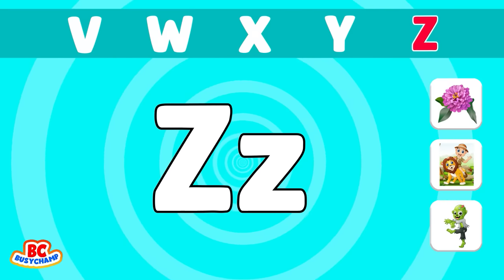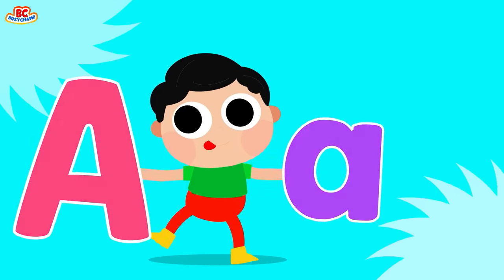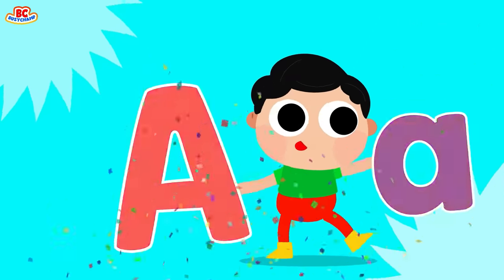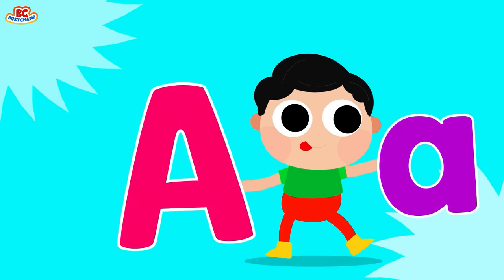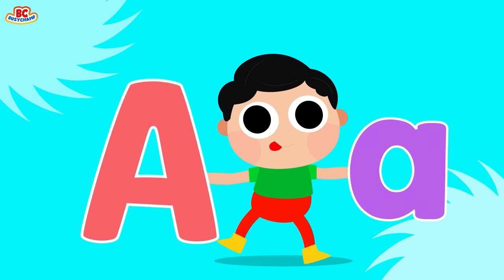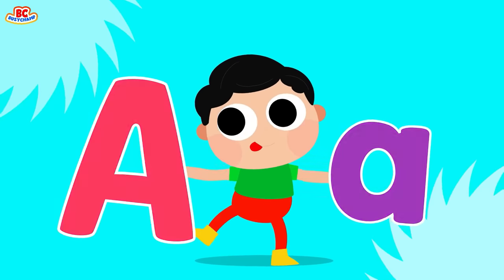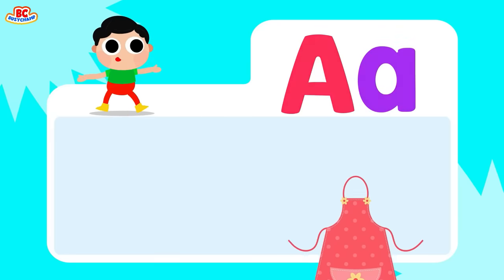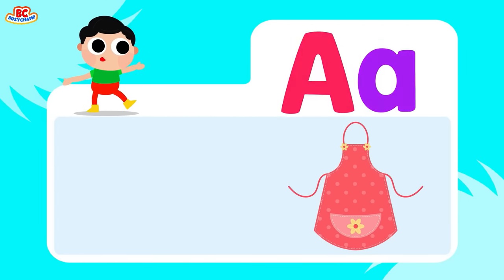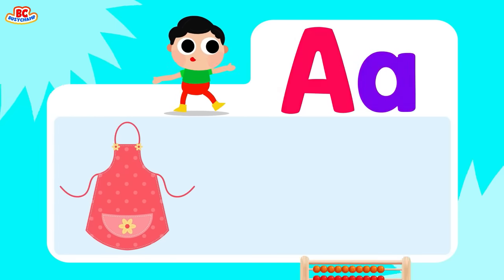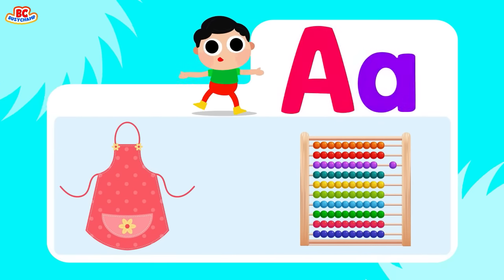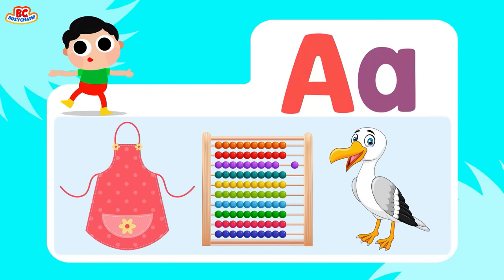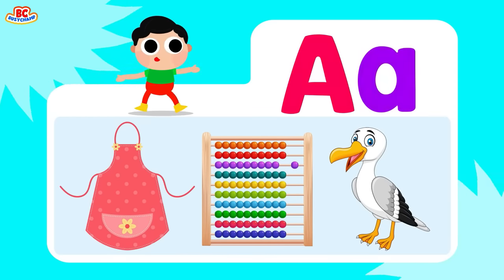Hi toddlers, which alphabet can you see in my hands? I have the letter A in my right hand and its sound A in my left hand. And there are so many words that begin with letter A. A called apron. A, apron. A called abacus. A, abacus. A called albatross. A, albatross.